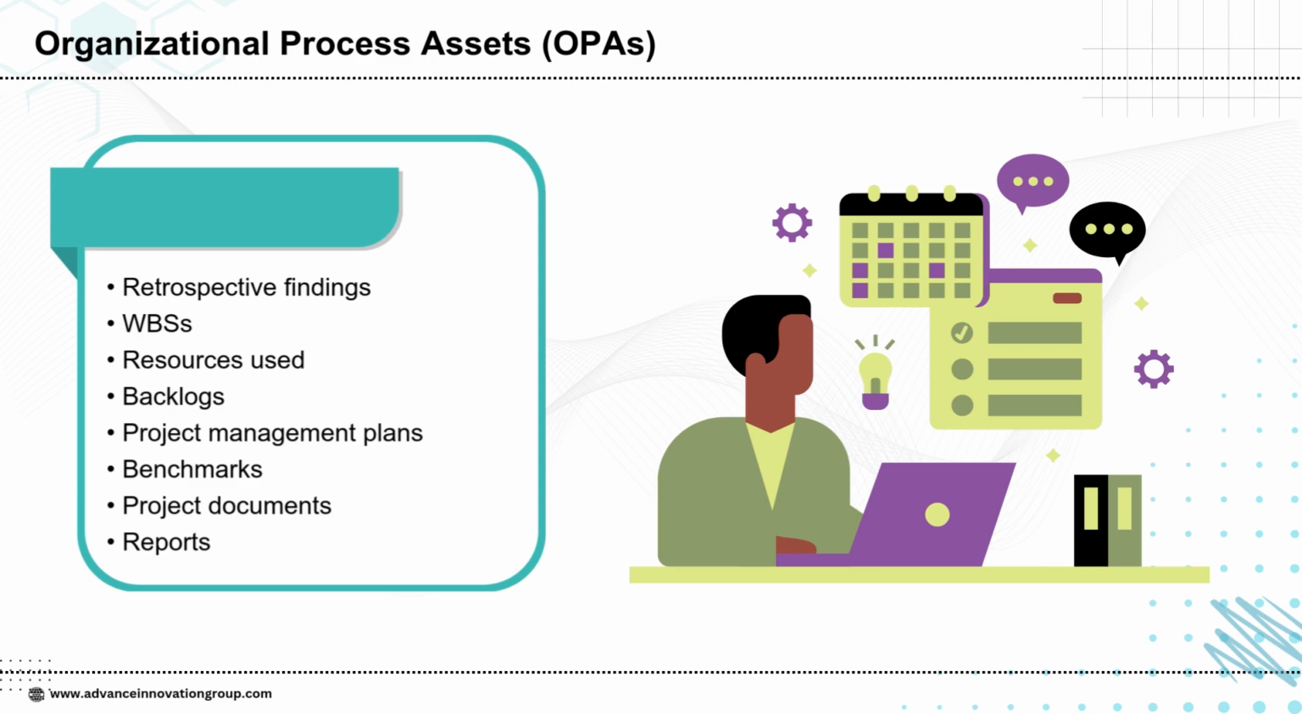Organizational process assets (OPAs) include valuable resources and references that support project work and decision-making. They cover items such as retrospective findings, work breakdown structures, resource records, and backlogs. OPAs also include project management plans, benchmarks, essential project documents, and various reports. These assets capture both the planning and execution aspects of projects, ensuring that knowledge and practices are preserved and can be reused to improve future project performance.